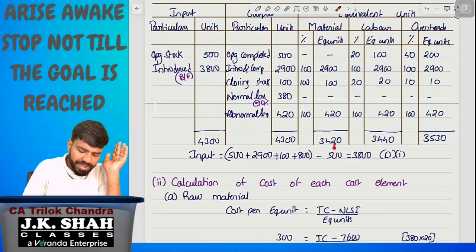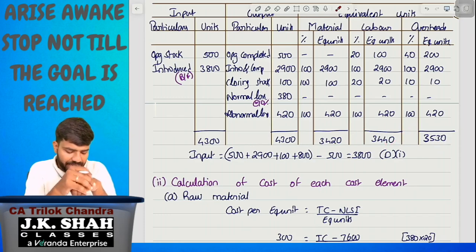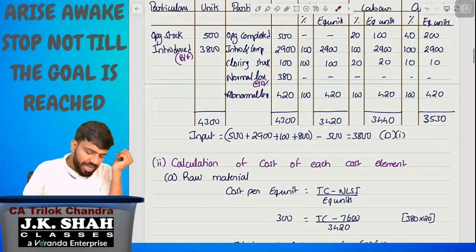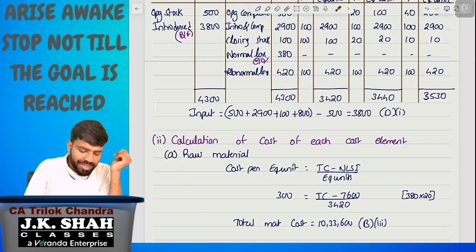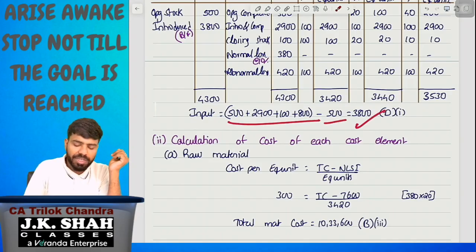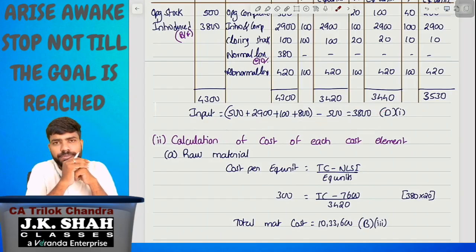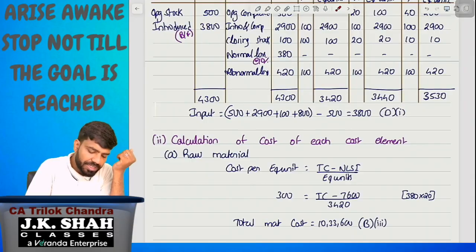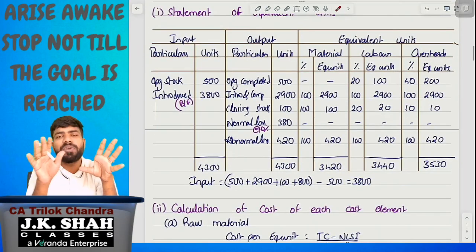If you make a total, we'll get the equivalent units: 3000, 3420, 3440, 3530. These are the equivalent units. See, input I given as a working note. How we are getting the input? Total of output minus opening stock will get the input of 3800. Have you understood this? This is the answer number. Okay, fine. So we are done with the equivalent units.